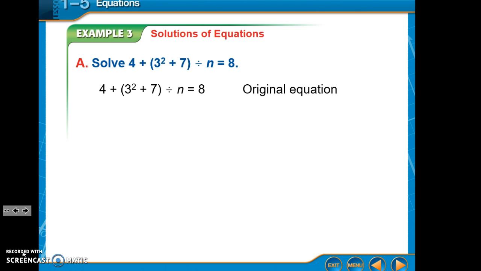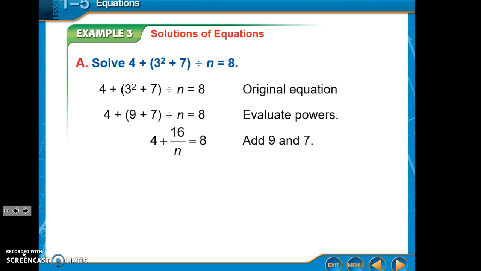Alright, so here, order of operations, we need to do the parentheses first, correct? So what's inside our parentheses? So what is 3 squared plus 7? Alright, so 3 squared is 9, and 9 plus 7 is 16. Alright, so now they're rewriting it as 16 over 4 plus 16 over n equals 8.